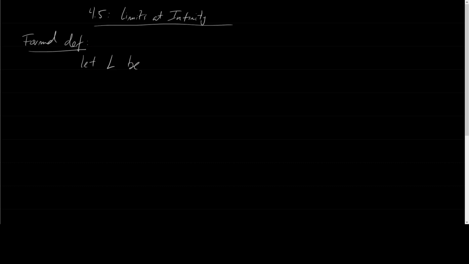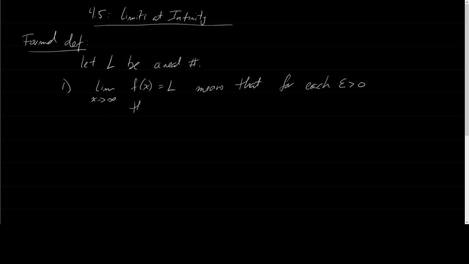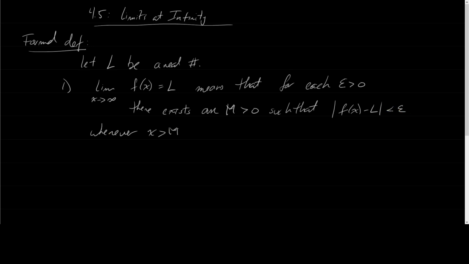Let L be a real number. The statement, the limit as x goes to infinity of f of x equals L, means that for each epsilon greater than 0, there exists an M greater than 0 such that the absolute value of f of x minus L is less than epsilon whenever x is greater than M. I'll explain what that means in a second, visually.